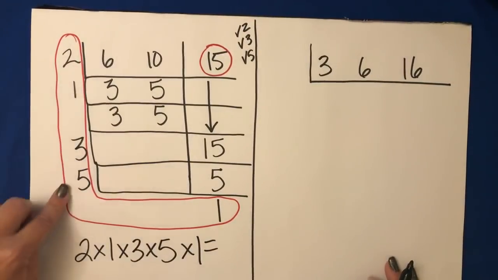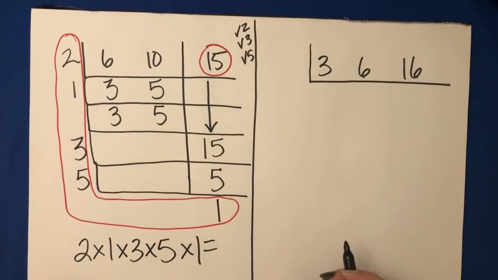All right, so 2 times 1 times 3 times 5 times the 1. And what do you get?